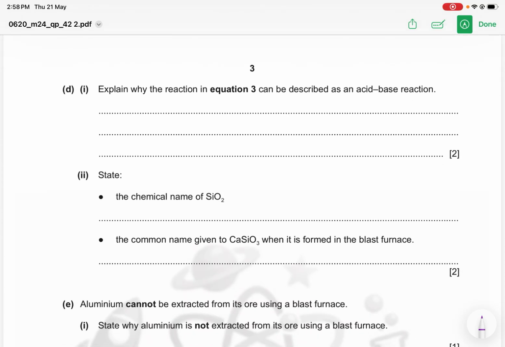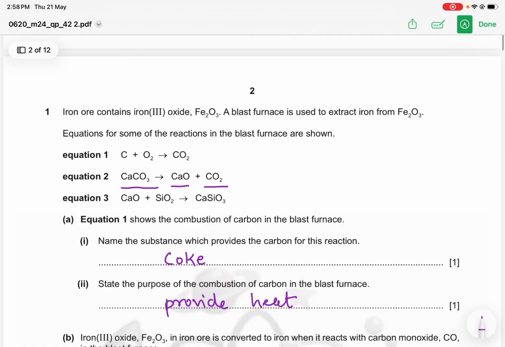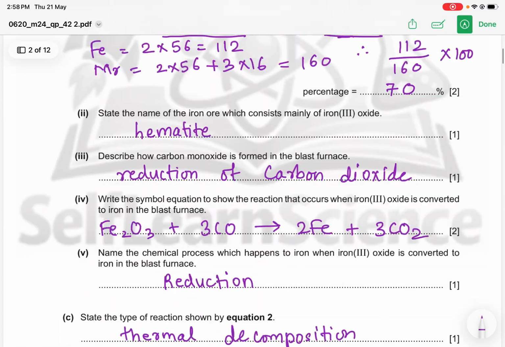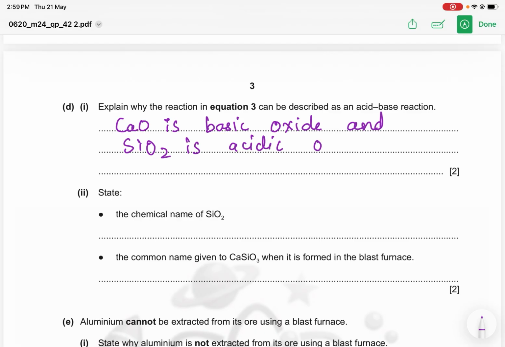Next, explain why the reaction in equation 3 can be described as an acid-base reaction. So in the reaction in equation 3, we have calcium oxide reacting with silicon oxide to give us calcium silicate. Now, calcium oxide is a basic oxide, and silicon oxide is acidic in nature. Hence, it is known as an acid-base reaction.